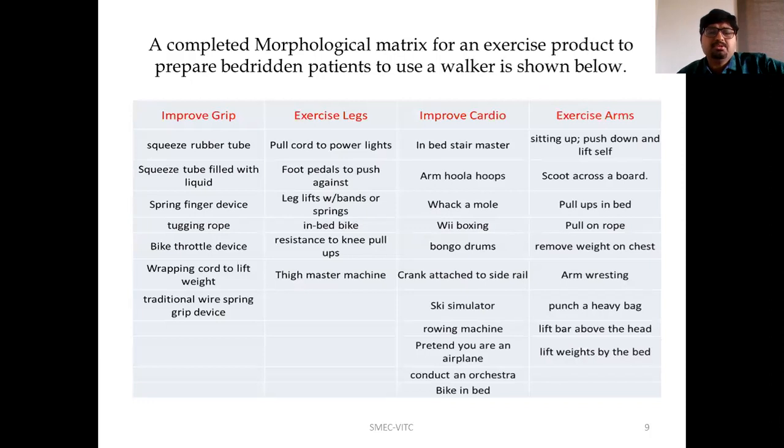There is another example which is given for bedridden patients to use a walker as an exercising product. So in order to make the walker to be designed for them, it needs to have good grip required, improve grip. He needs to exercise legs, he needs to improve cardio, he needs to exercise the arms. These are the combinations. What are the options for that particular thing?